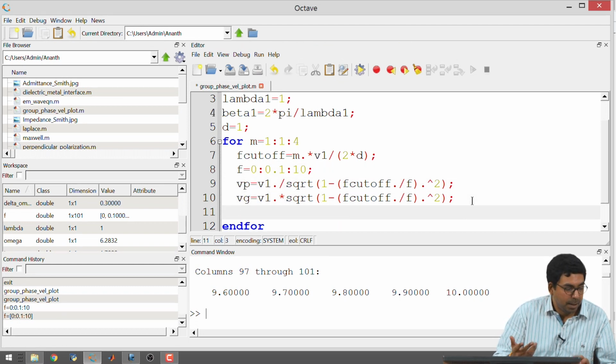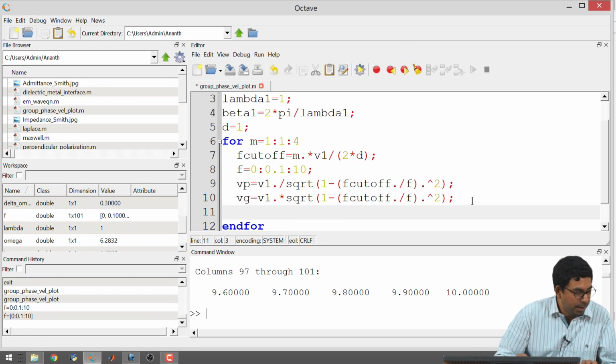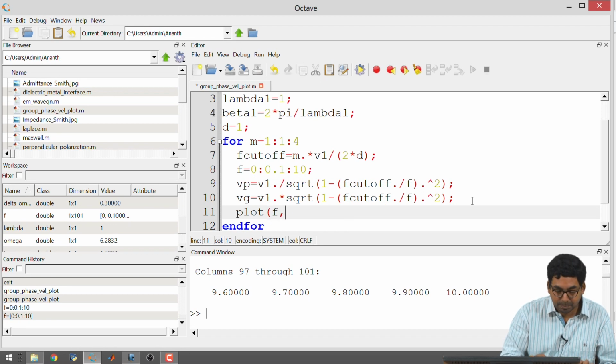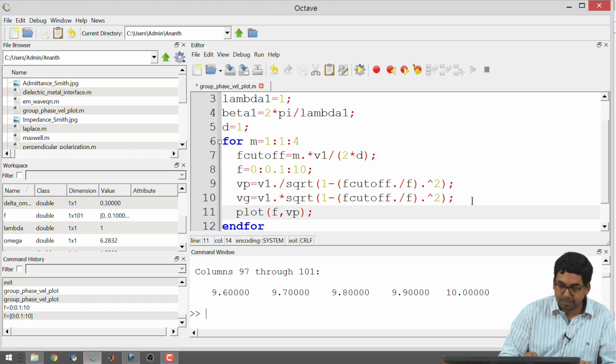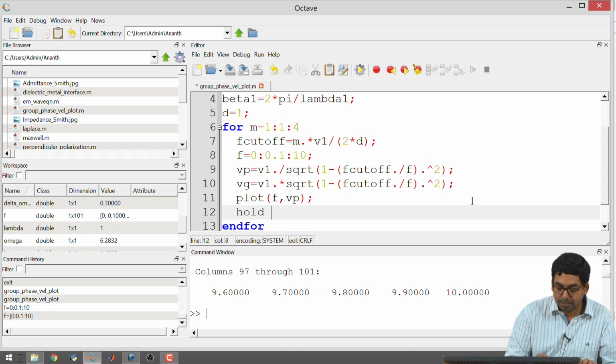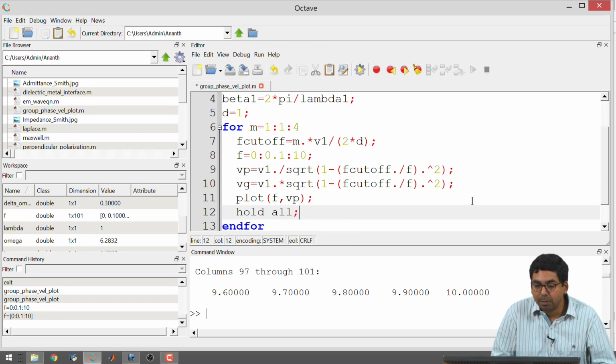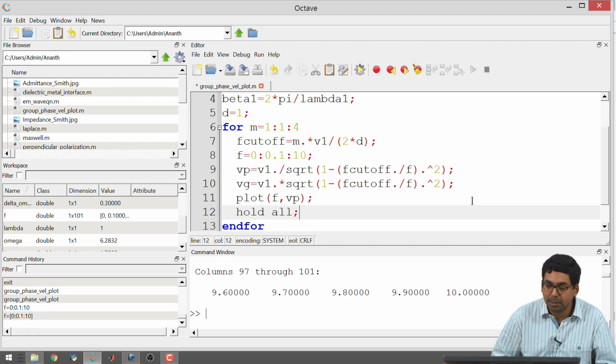Then I just need to make a couple of plots. Okay. So, I will just make frequency comma the phase velocity, right. Because it is in a loop, I want to plot for m equal to 1 through 4 all on the same plot. I am just saying hold all the plot parameters as it is, right. So, x axis will be frequency, y axis will be the phase velocity in this case, right.